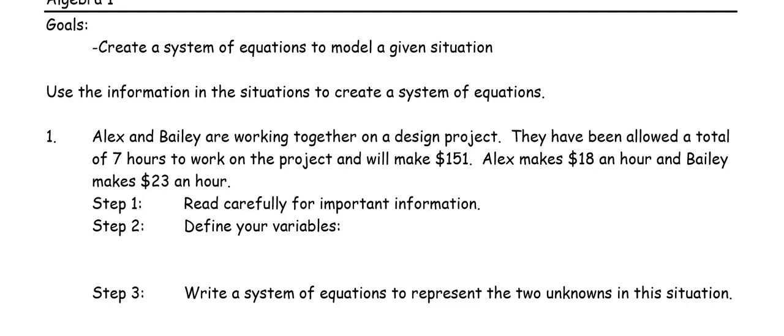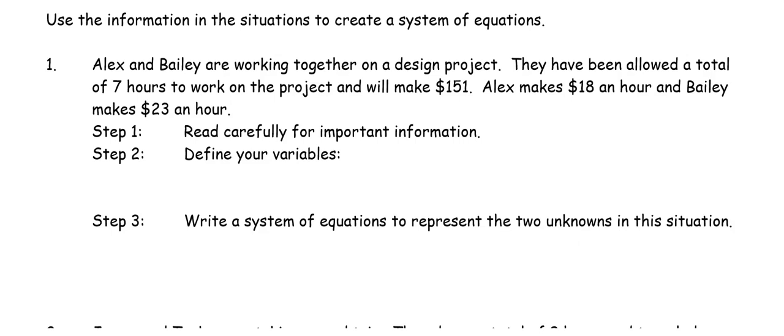This video is about creating a system of equations to model a given situation. So a system of equations is two equations with two different variables. In number one, we have Alex and Bailey working together on a design project. They have been allowed a total of 7 hours to work on the project and will make $151. Alex makes $18 an hour and Bailey makes $23 an hour.